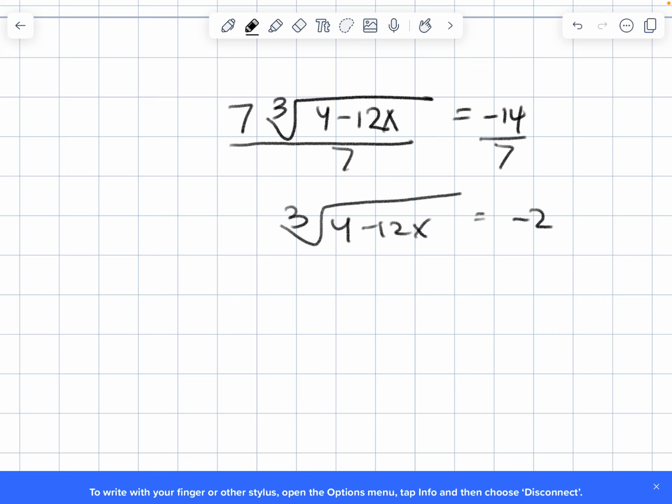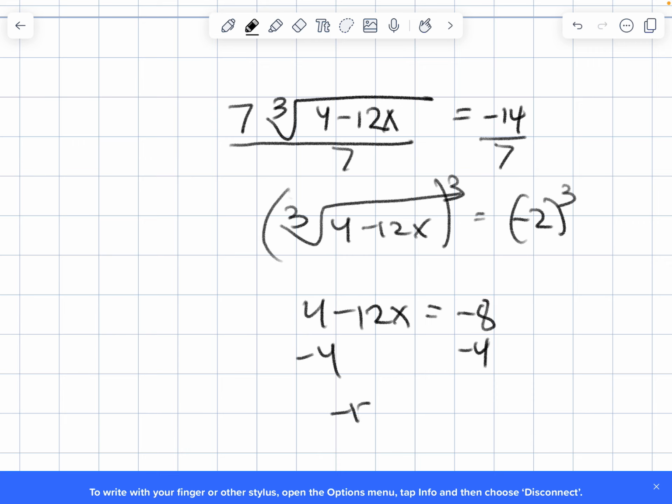Now we've got to get rid of the cube root, so we're going to cube both sides. That's going to give us 4 minus 12x equals negative 8. Subtract 4 from both sides, and you get negative 12x equals negative 12. And so x is equal to 1. Plug that in and see if it works. Let's give that a try.